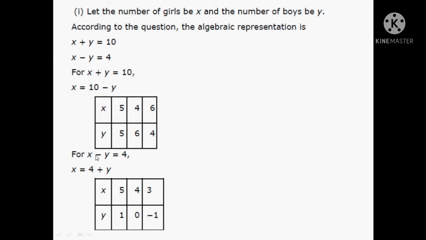Now in the second case, from this equation, x minus y is equal to 4. So x is 4 plus y. Here also let us make a table. x can take any values. Let us take 5, 4 and 3. Therefore y will be 1, 0 and minus 1.